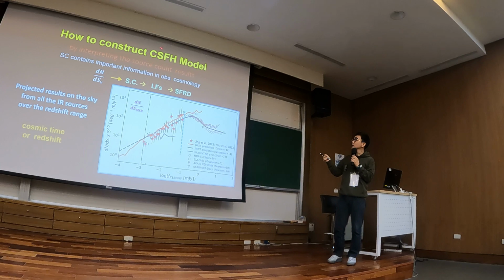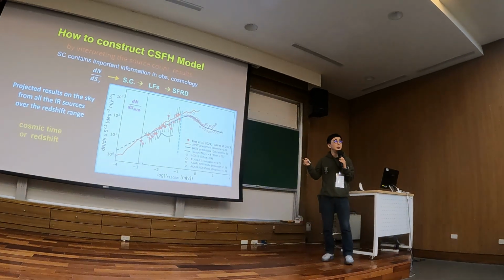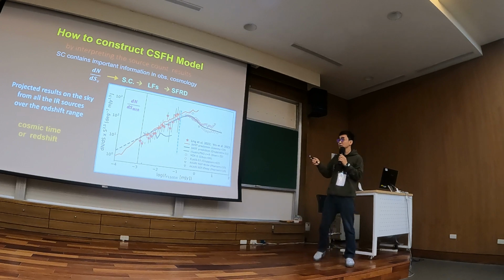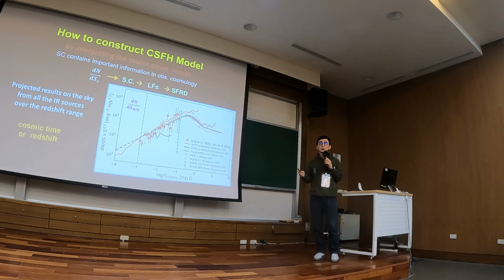So cosmic star formation history is usually presented in terms of star formation rate density. And this is usually derived from the luminosity function, which is defined as the number of galaxies in a specific volume as a function of luminosity, which provides important information about galaxy populations and their evolution. And source count is closely related to the luminosity function.